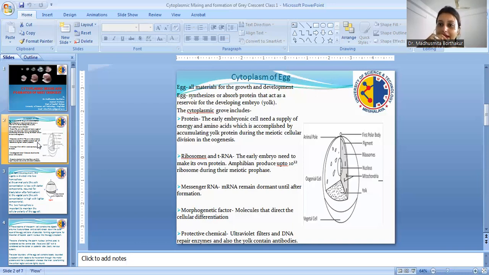Then apart from that, the cell cytoplasm also has certain factors. These factors are none other than proteins, that is, the morphogenetic factors.